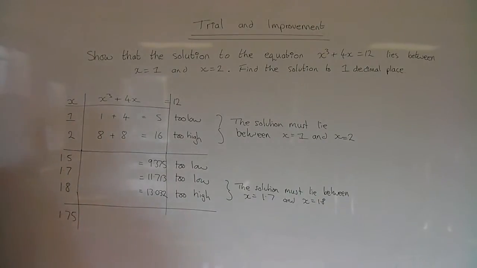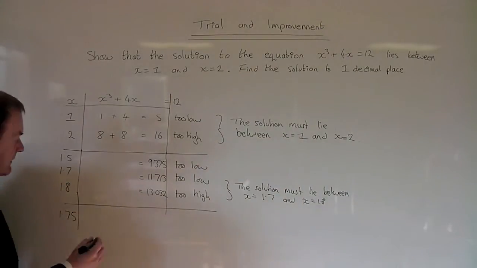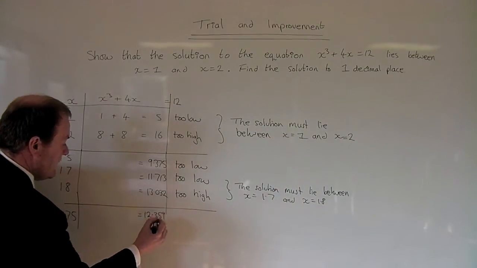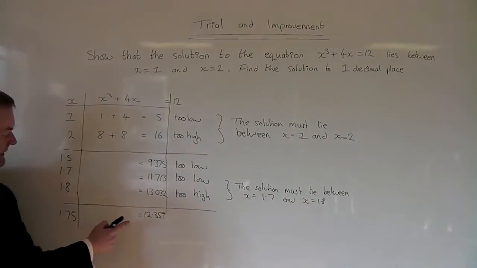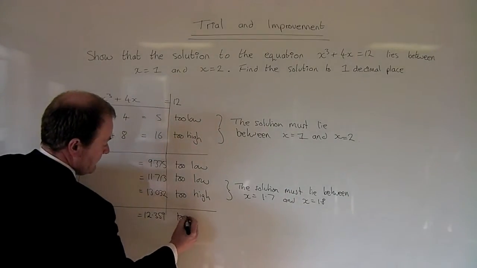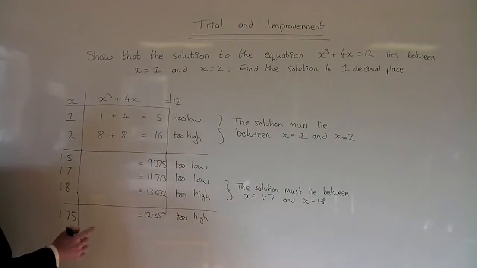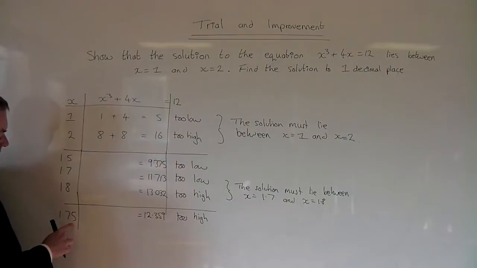So I'll substitute in x equals 1.75 and I will get the answer 12.359. Once I substitute that in, I know that that is too high. So 1.75 is too high, which means the value must lie between 1.7 and 1.75.